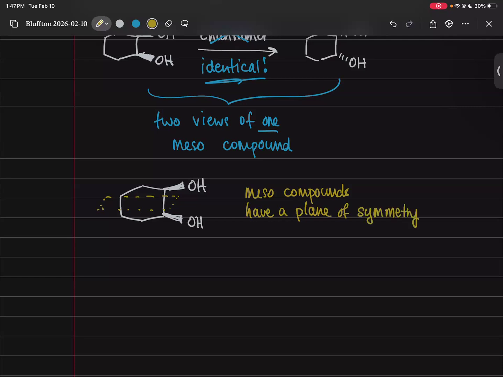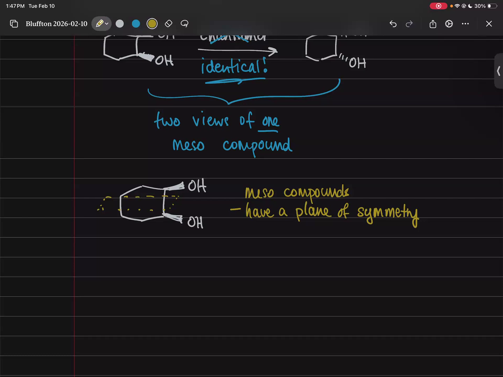Meso compounds have a plane of symmetry, okay? Especially next semester, we're going to come back mega to planes of symmetry. We're doing NMR spectroscopy. I know that sounds really random, but we will. But you should start seeing these planes of symmetry here. So a meso compound has a plane of symmetry.